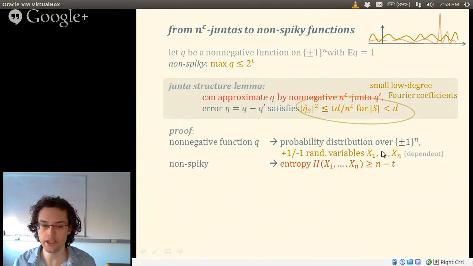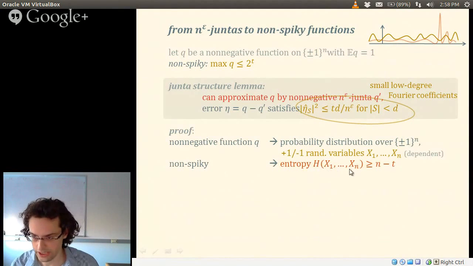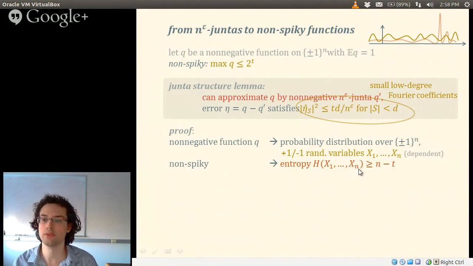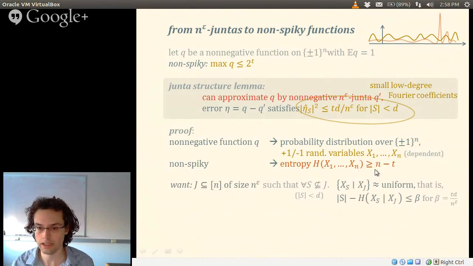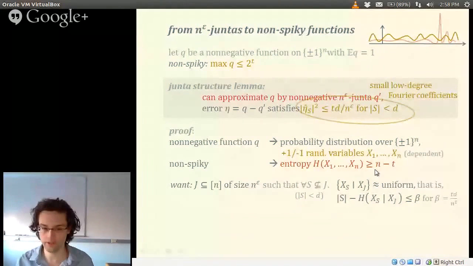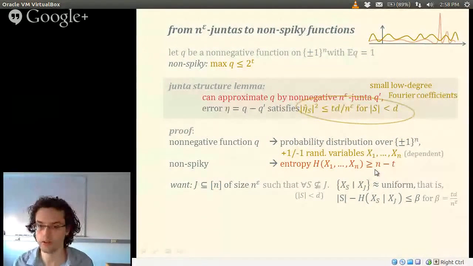Now, the non-spikiness of the function translates to the entropy of these random variables being close to the maximum it can be, which is n. That is, the entropy defect of this distribution is at most t. Now, how can we phrase this Hunter approximation theorem in terms of this distribution? It turns out there's a very natural way of phrasing it.